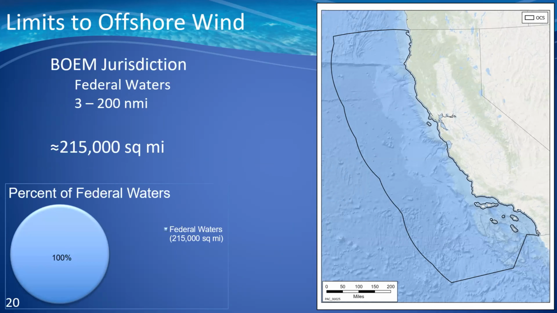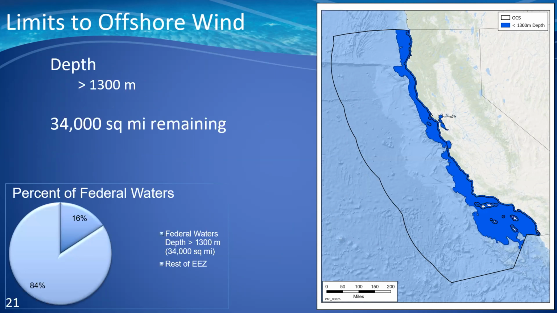As we talked about earlier, the area of BOEM jurisdiction is from 3 out to 200 nautical miles. That gives us quite a large area to work from to look at putting in floating offshore wind turbines. But if we take that and limit it by a reasonable depth, about 1,300 meters, which is still quite deep, we're down to 16% of what we started with, or 34,000 square miles.